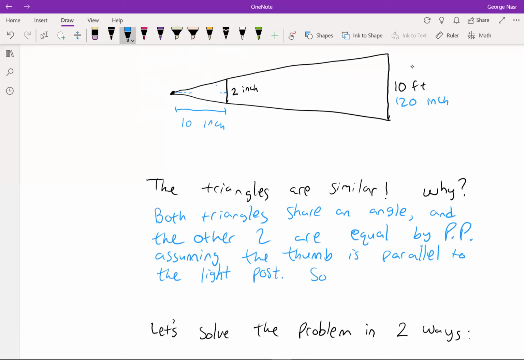And so when I say the other two are equal, I'm really saying the other two are equal to their corresponding angles. I'm saying those two are equal, these two are equal, and then that third angle is literally the same angle. That's the one that they share. And so by angle, angle, angle, these triangles have to be similar.